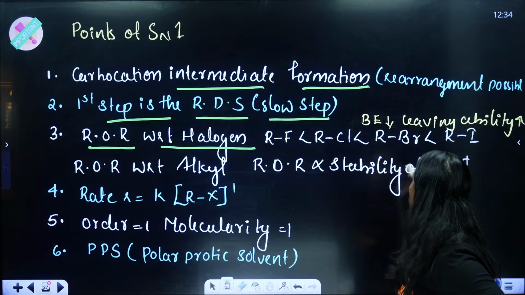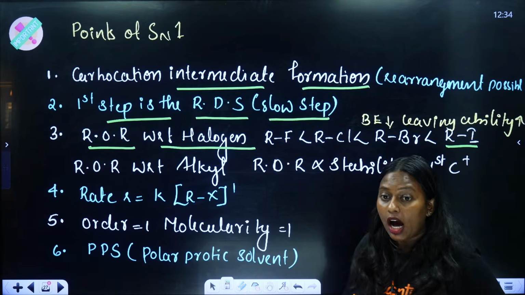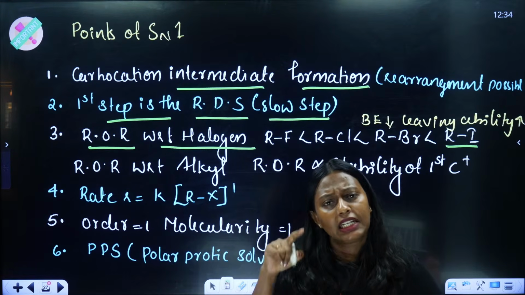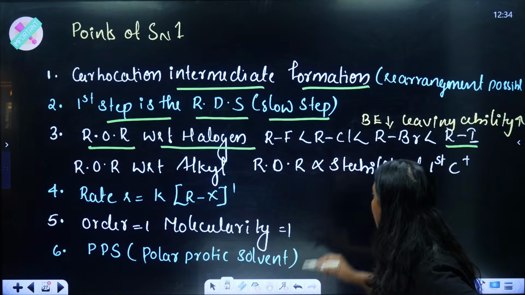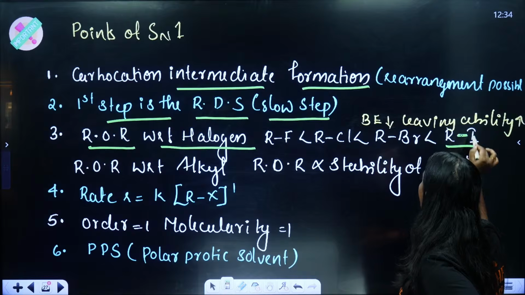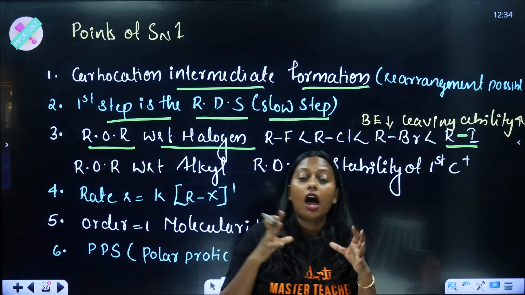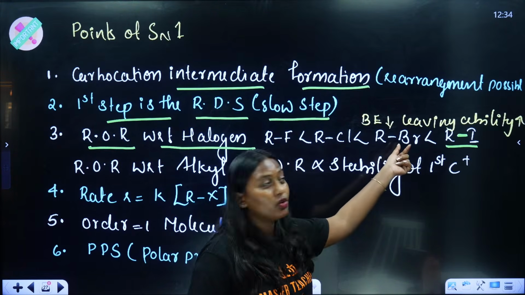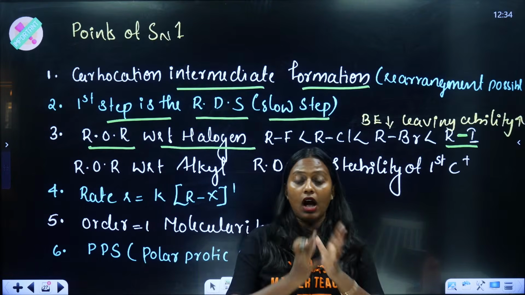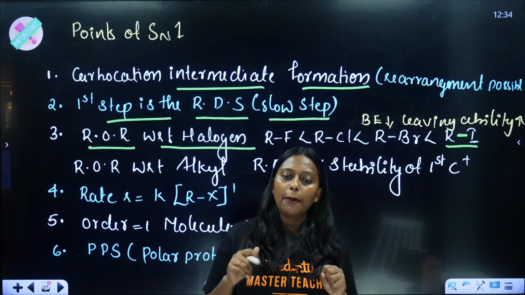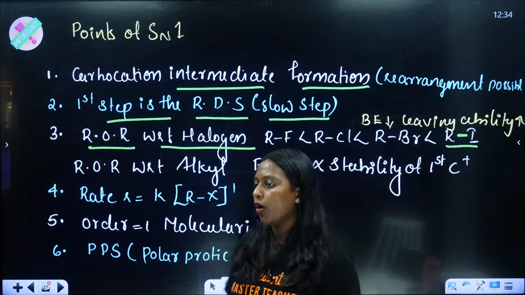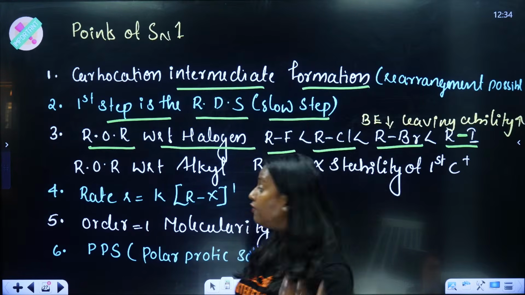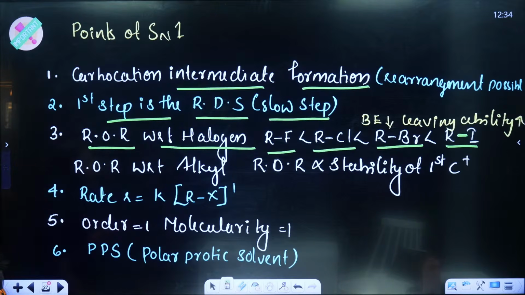We know that when you consider RI, it is a good leaving group because it has good leaving ability. Why? The reason is the bond energy of the C-I bond is less, because the size of iodine is bigger compared with Br, Cl and F. So we can easily break the bond. So RI, and after that RBr, then RCl, then RF. Then we move to the next point, rate of reaction with respect to the alkyl group.